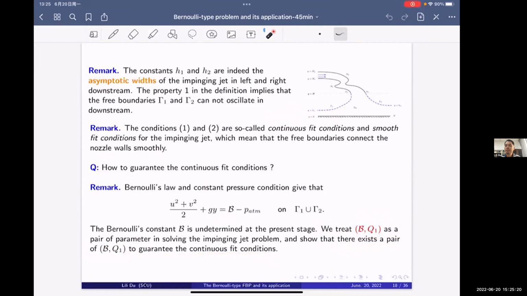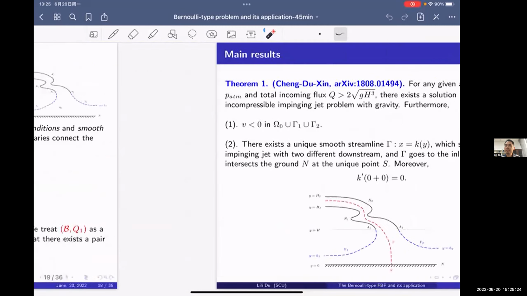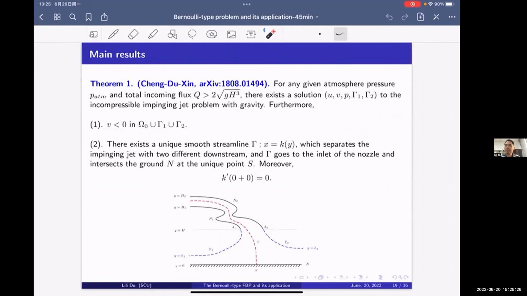So the main result established here is the existence of the incompressible impinging jet with gravity as follows. For any given atmospheric pressure P_atm, and the total incoming flux Q bigger than this quantity, we will explain the restriction in the next page.